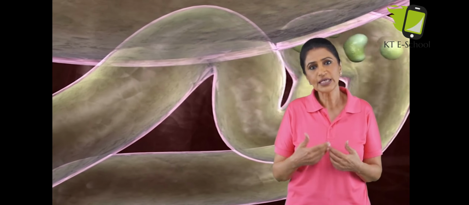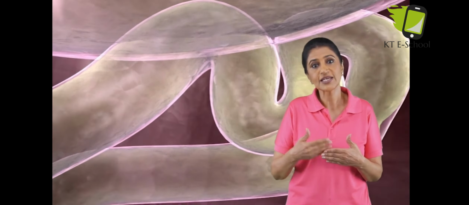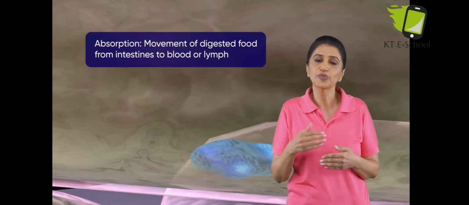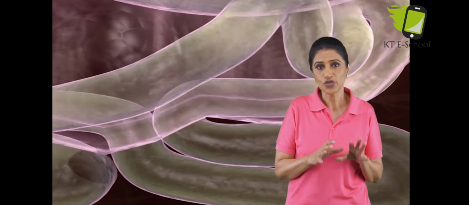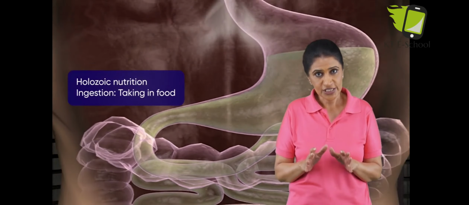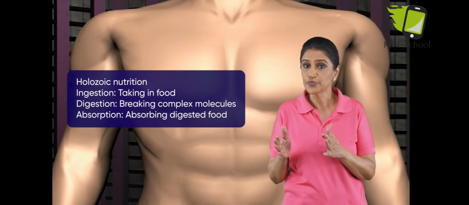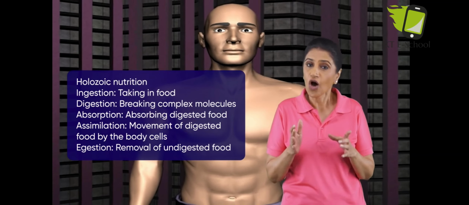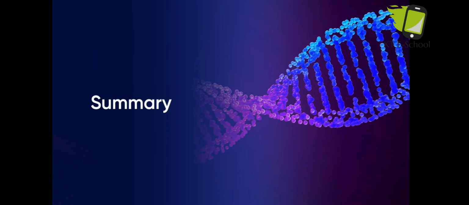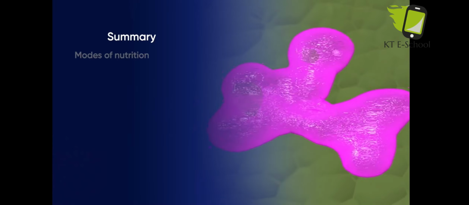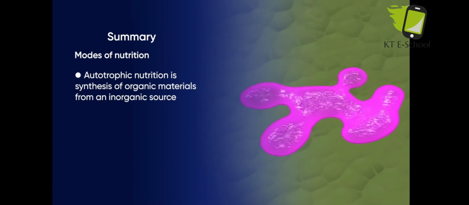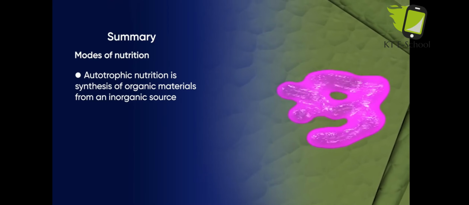While moving in the intestine, the food particles get further broken down into smaller particles and are finally absorbed by the human body. This type of nutrition, where complex organic matter is ingested, digested, absorbed, assimilated, and egested, is holozoic nutrition. Let us summarize. When an organism synthesizes organic materials from an inorganic source, it is termed autotrophic nutrition.